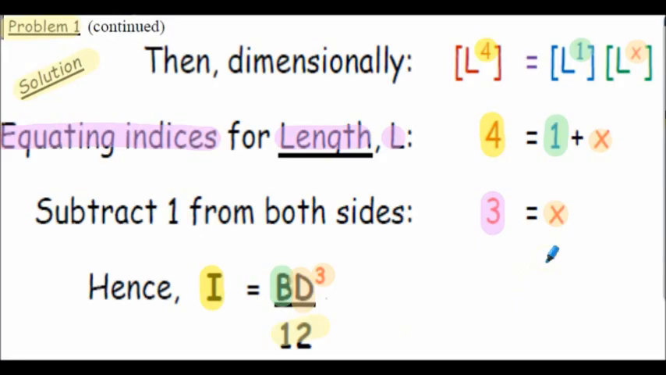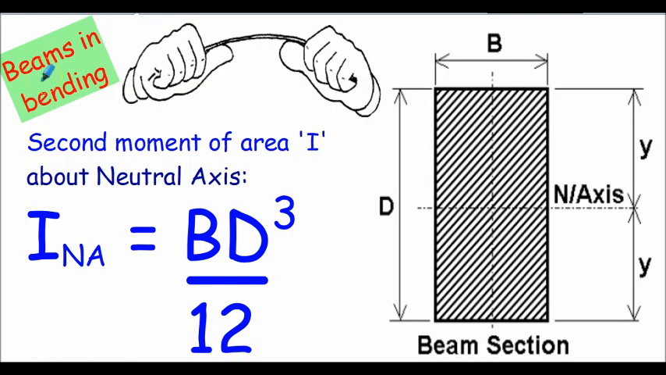And that's a standard formula you'll find in any text or reference books related to the second moment of area of a rectangular section in bending. And purely for reference, here's an extract from our beams in bending presentation calculating the second moment of area I value about the neutral axis.